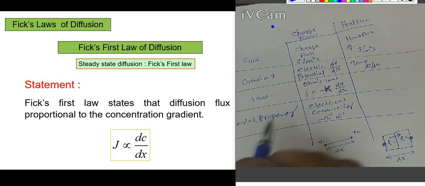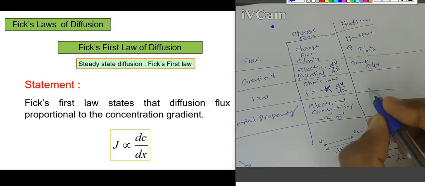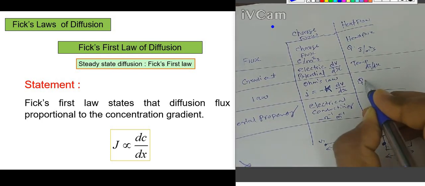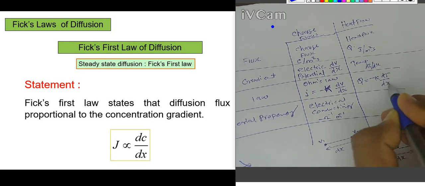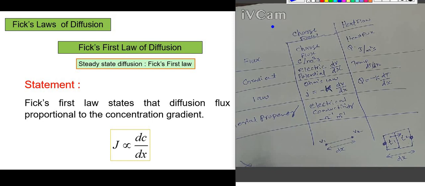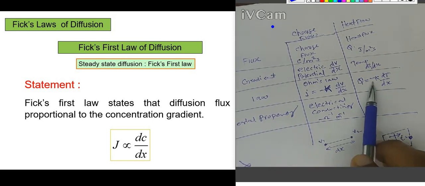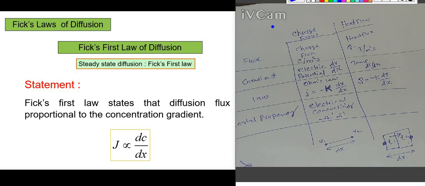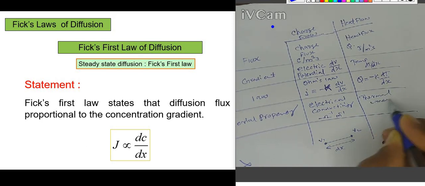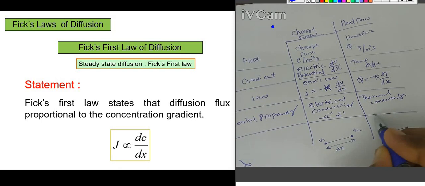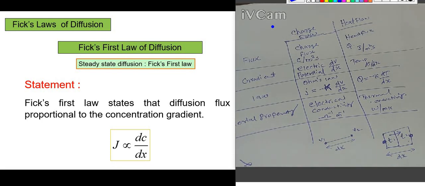Okay, and the governing law is the Fourier law of heat transfer. Heat flux Q is equal to minus k into dT by dx, where k is called thermal conductivity and dT by dx is the gradient. And what is the property here? The thermal conductivity. And what is its unit? Watt per meter Kelvin. That is the unit of thermal conductivity.